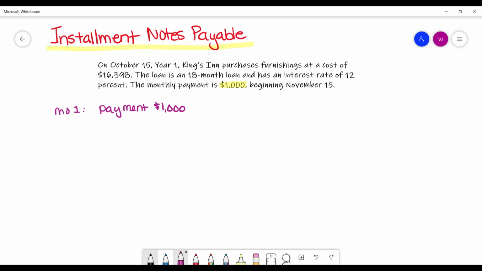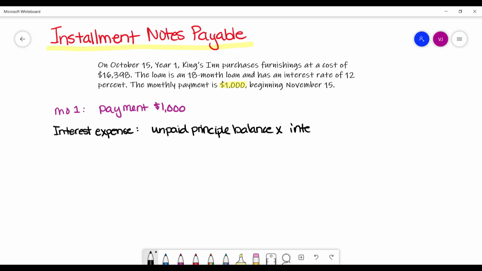So the first thing we start with, if we want to find interest expense on something like an installment note, your interest expense will be found by taking the unpaid principal balance of the note times the interest rate, and then we will do it times the time factor because we want to make sure to convert that from yearly interest to a monthly figure.